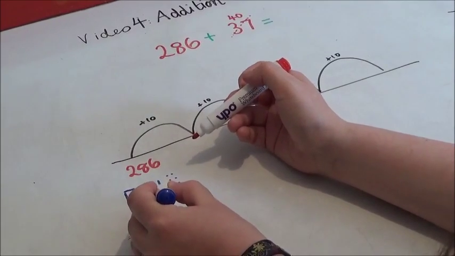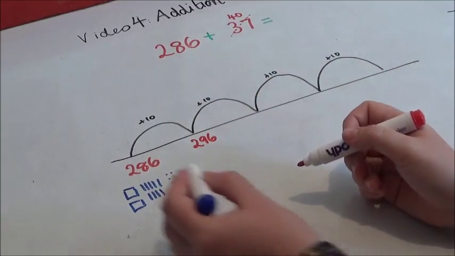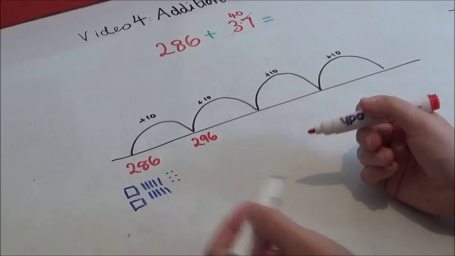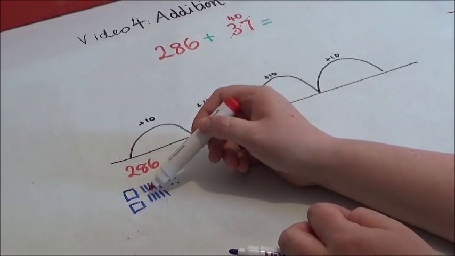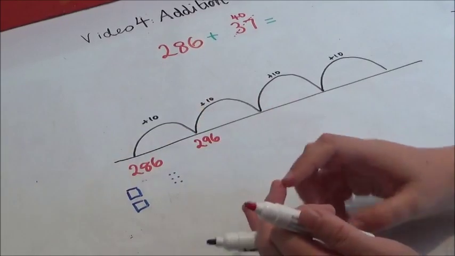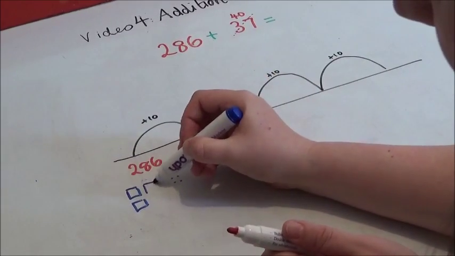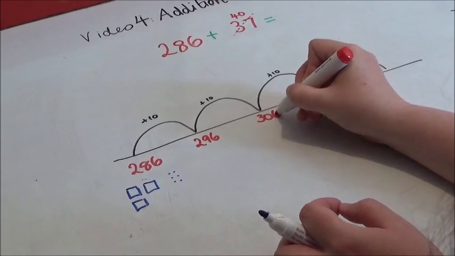286, add 10, 296. Add another 10. Oh, hang on a second. I've now got 1, 2, 3, 4, 5, 6, 7, 8, 9, 10. I've got 10 tens. We know we need to stick those together to make 100. So I've now got the number 306.